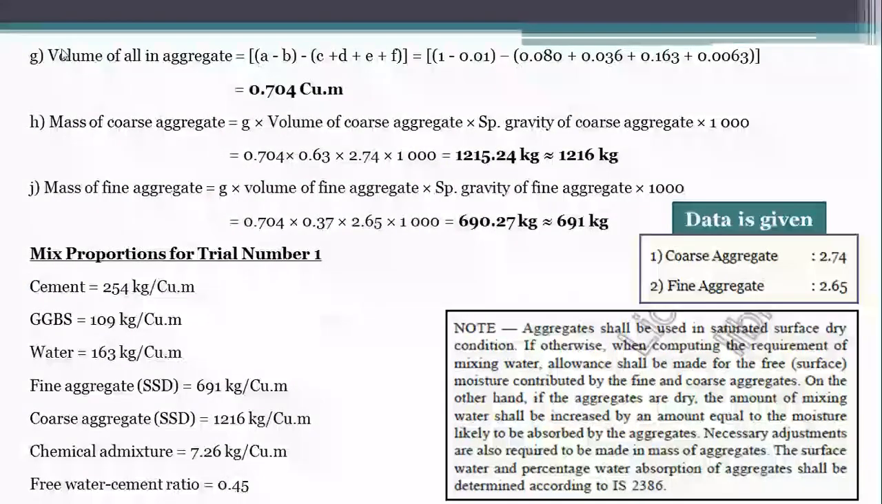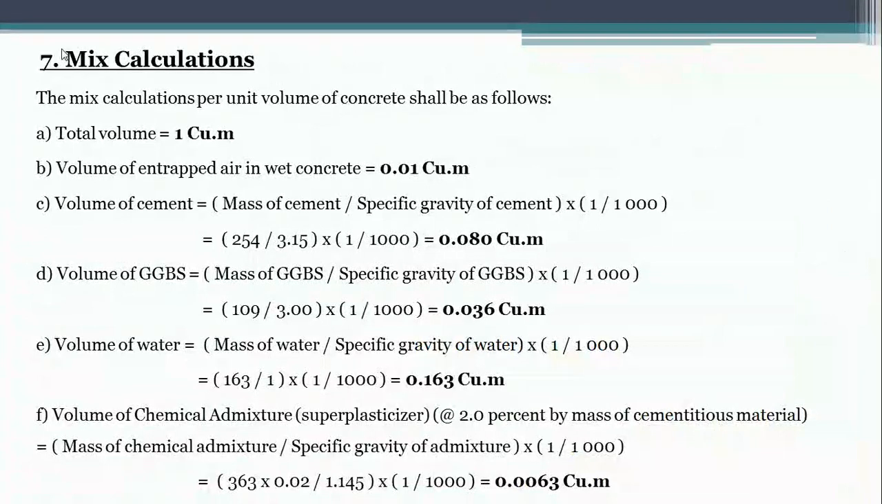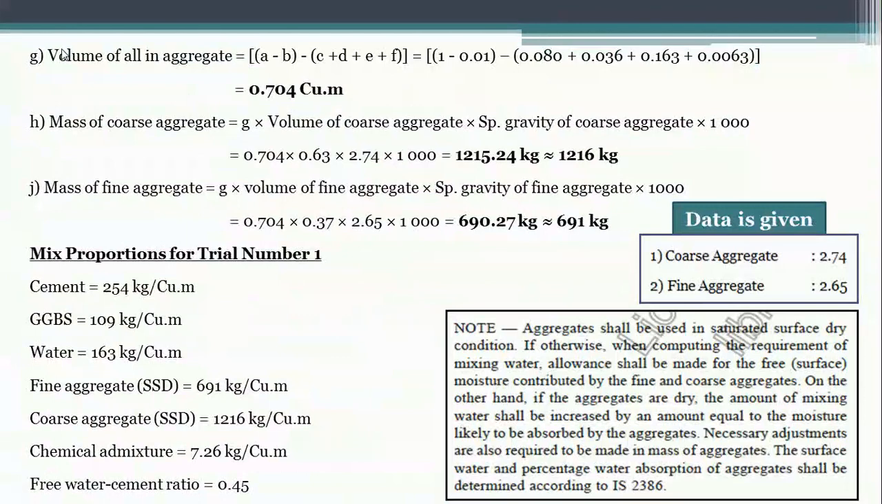Okay, so next, volume of the aggregates. Other than aggregates, we have calculated all the other volumes. Now we have to calculate the volume of the aggregates, that is both coarse and fine aggregate. So A minus B minus C minus D minus E minus F, all these values. So 1 minus 0.01 minus 0.080 minus 0.036 minus 0.163 minus 0.0063. If you deduct all those values from the total volume of concrete, that is 1, you will get the value of 0.704 cubic meter.